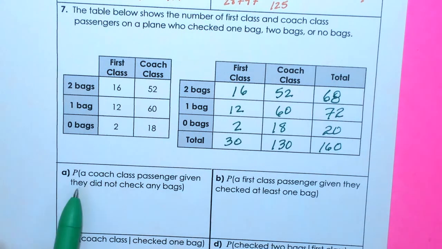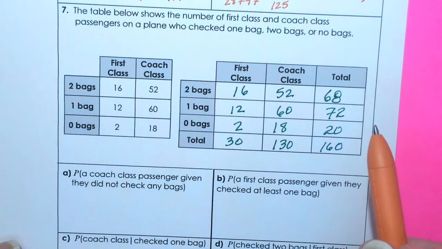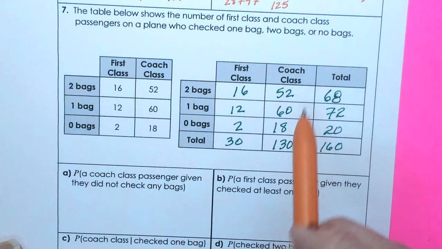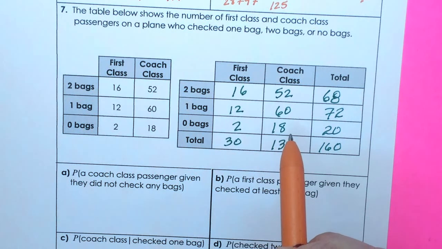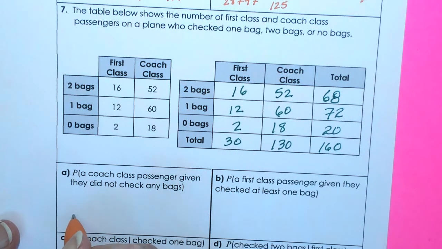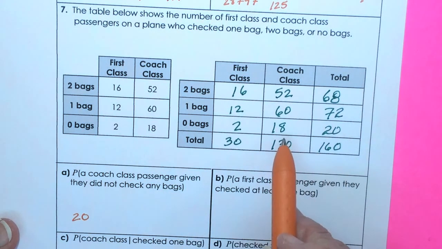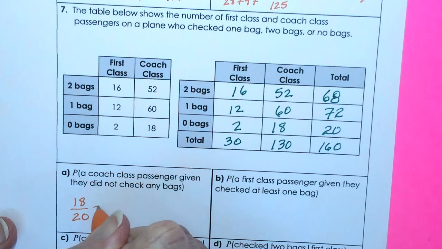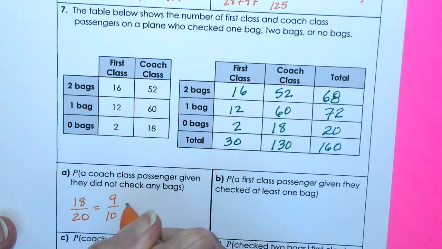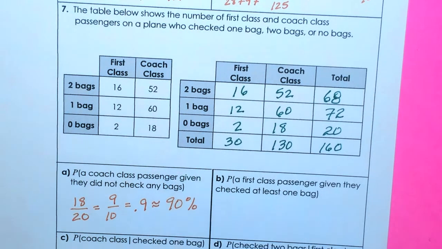Okay. So now we have the probability, I'm going to switch colors, of getting a coach class passenger given they did not check any bags. So let's see how many people in coach class checked 0 bags. So we have a total of, I'm going to come down here, 20 people checked no bags, and the ones in coach, there's 18 out of the 20. They probably travel often and don't take much. That becomes 9 over 10, which equals 0.9, about a 90% chance.